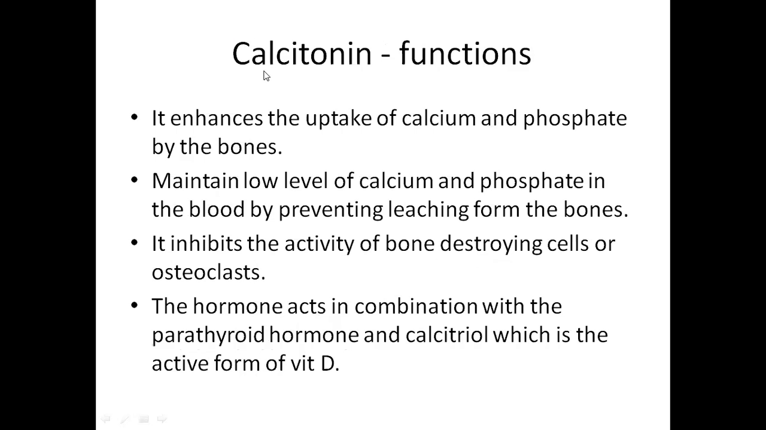Now, apart from the thyroxine T3 and T4, the C cells of the thyroid gland secrete calcitonin. It is mainly associated with calcium and phosphate metabolism. It enhances the uptake of calcium and phosphate by the bones. As a result, there is a decrease in the level of calcium and phosphate in the blood, and it also prevents bone leaching. That means the osteoclastic activity leaches the bones to increase the calcium level. This will be prevented by the calcitonin. You can see osteoclast activity has been inhibited.